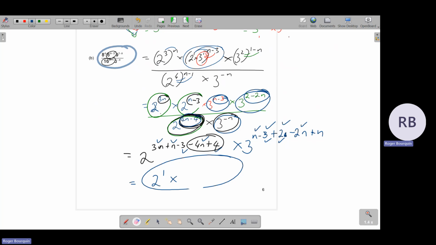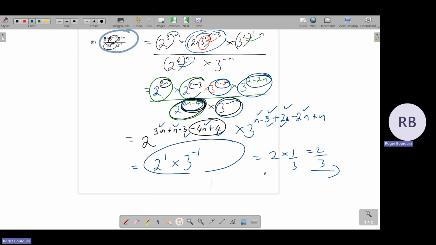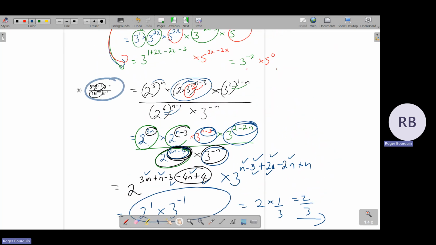So it'll be times 3 to the minus 1, which will become 2 times 1 over 3, which is 2 over 3. That looks better. So I kept double checking. That one didn't look very nice. All right, so that is your multiplication processes. Make sure you got those down.